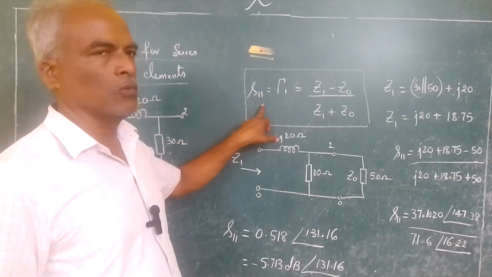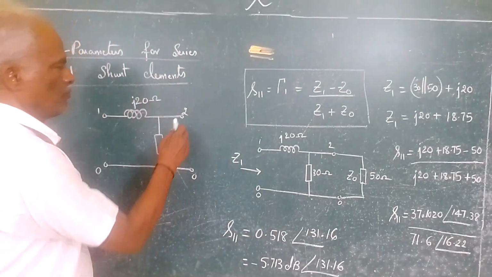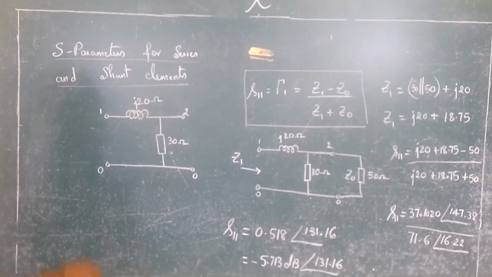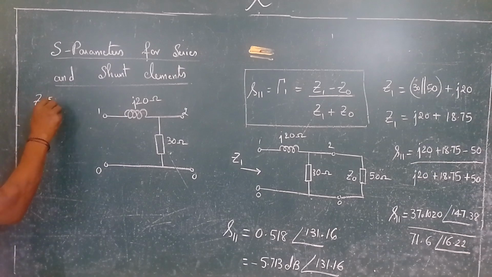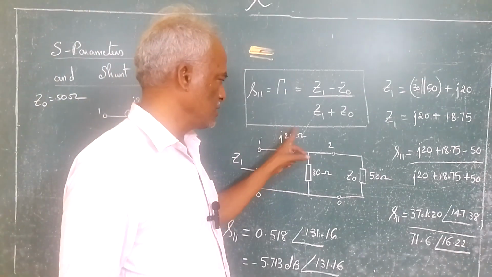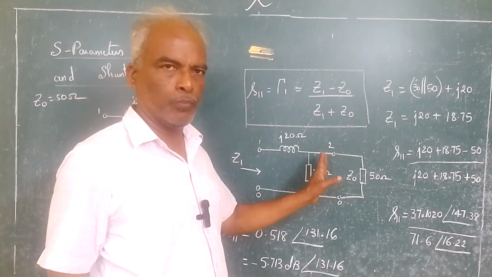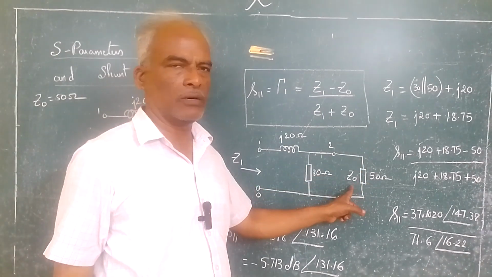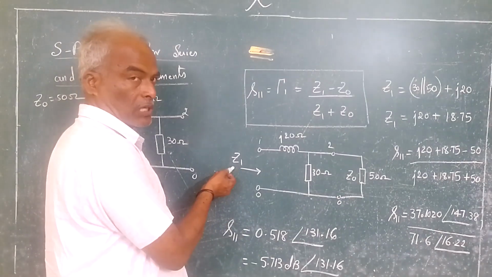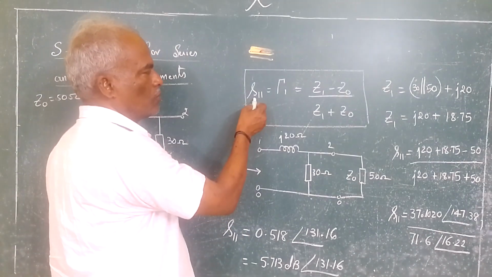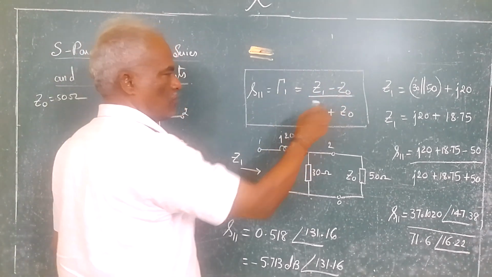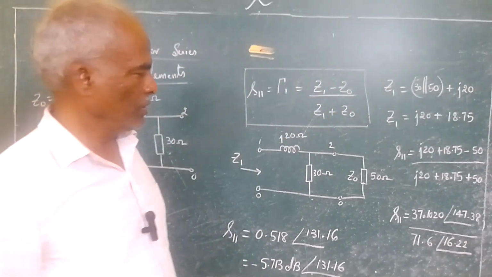To find S11, you have to terminate port 2 with Z0, which you can assume to be 50 ohms. So this is a two-port network, and at port 2 you connect Z0, which is 50 ohms. Now you are viewing from port 1, which is Z1. So S11 is equal to gamma 1, which is equal to (Z1 minus Z0) divided by (Z1 plus Z0). This is the formula.